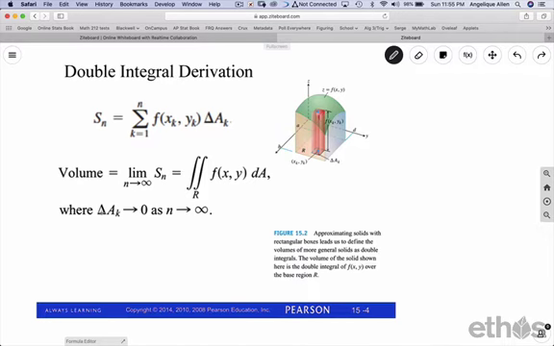The area of each little partition goes to 0 and the number of partitions goes to infinity. So we're getting infinitesimally small chunks of volume and adding them all together. It's very similar to the idea of single variable calculus.